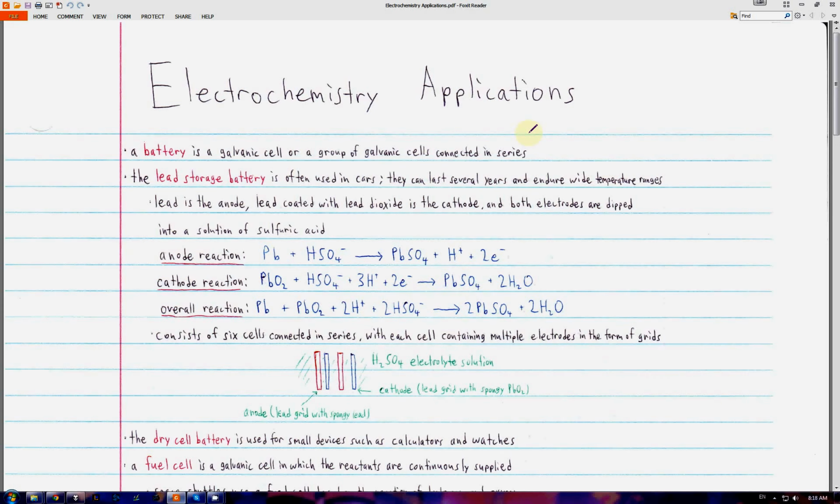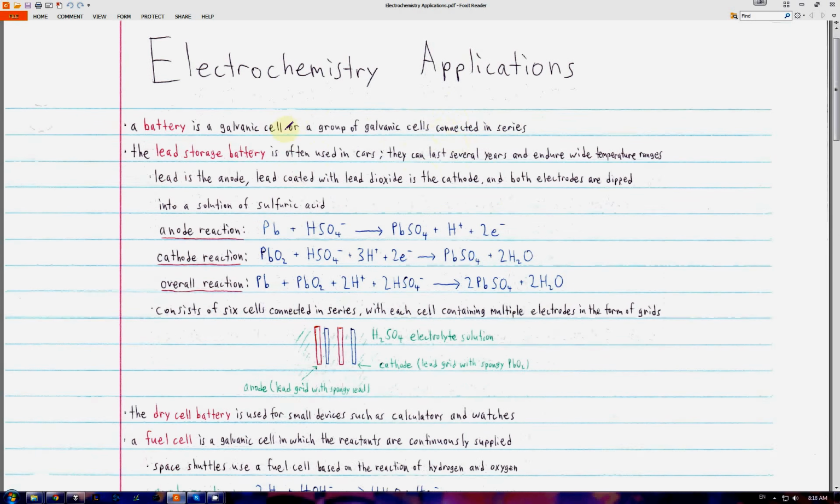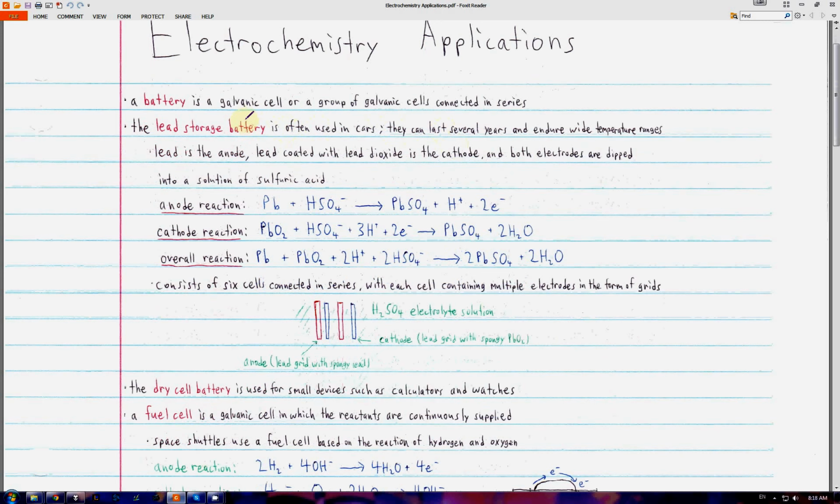So in this video we're going to be talking about some of the more real-life applications of electrochemistry. Now, you don't really have to know much about these, but a teacher wanted us to go over them, so here we are. So a real battery is just a galvanic cell or a group of galvanic cells connected together.